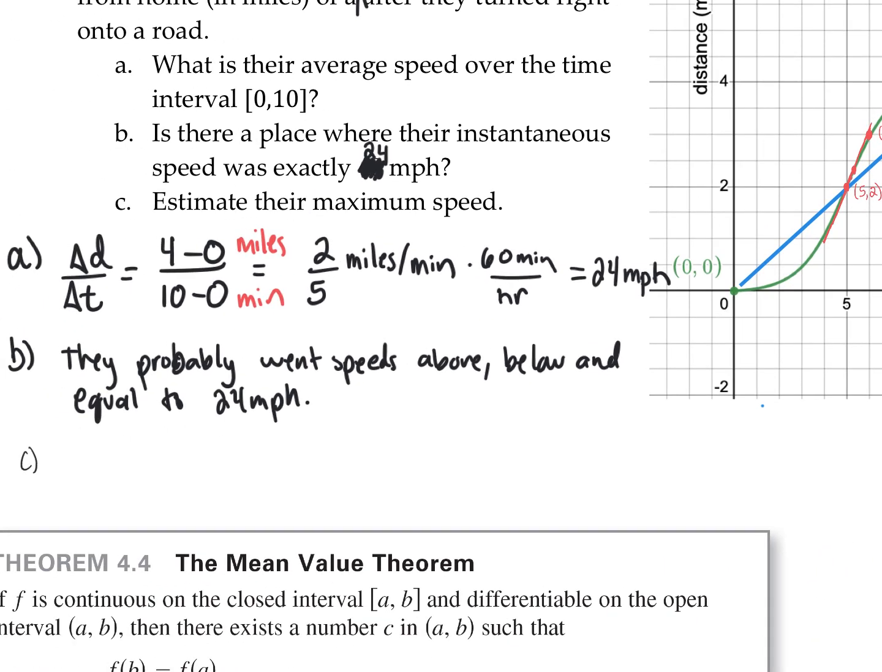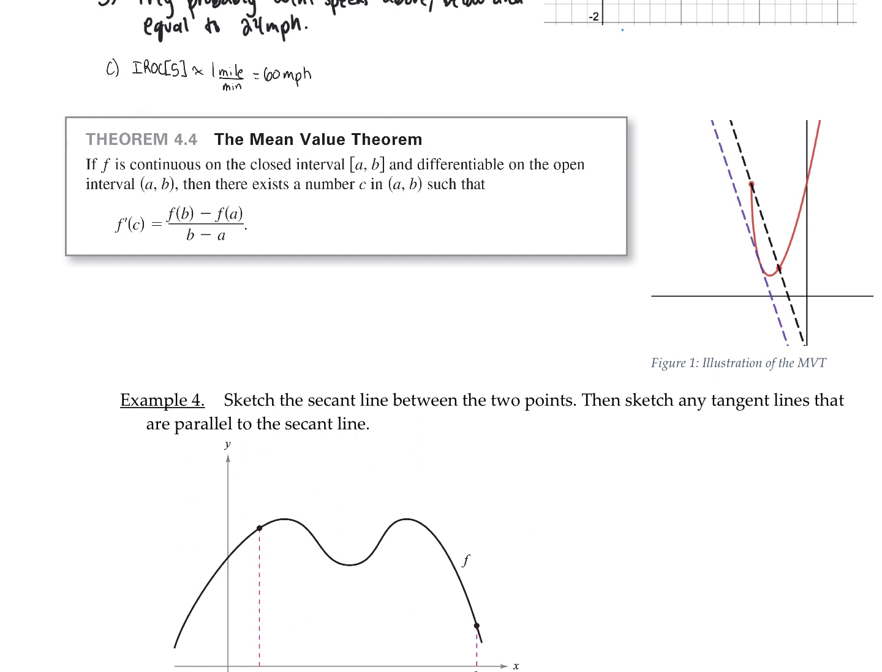So it looks like if I'm looking at the instantaneous rate of change at time 5, it appears to be about 1 mile per minute or 60 miles per hour. So let's take a look at the actual mean value theorem.